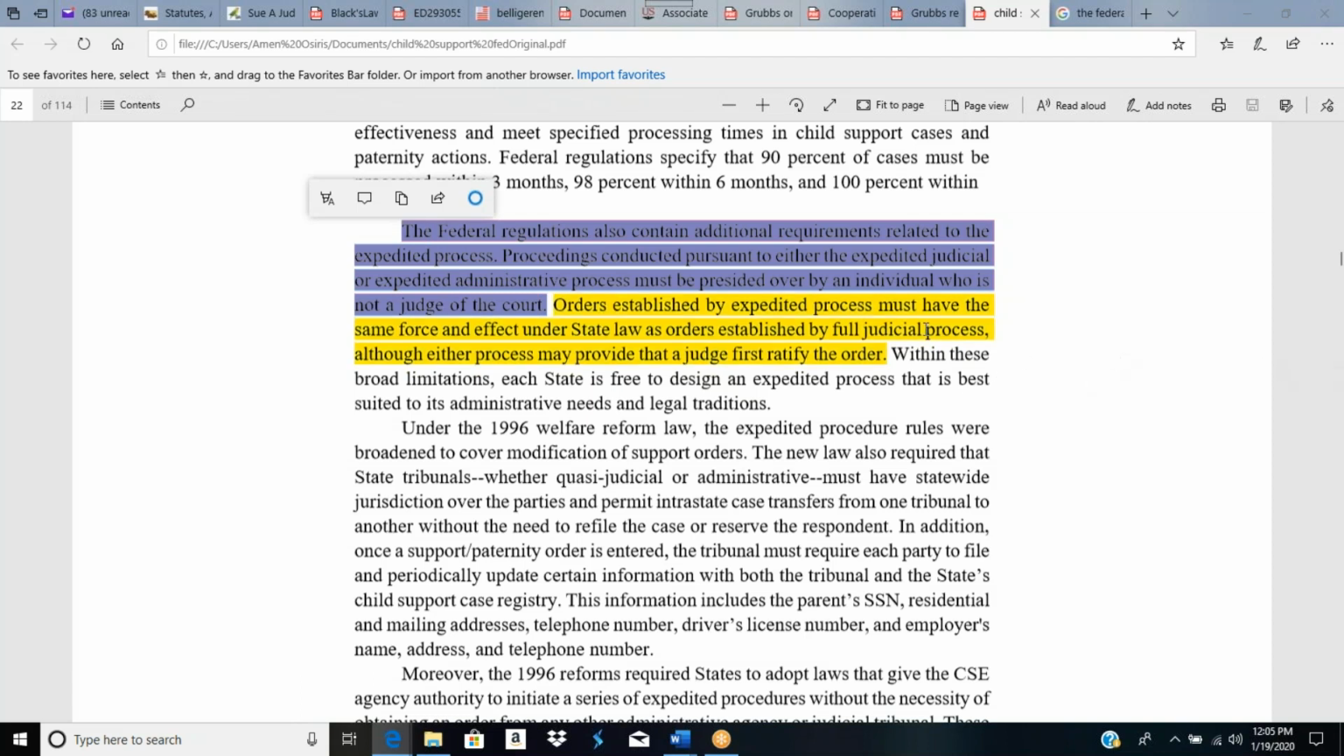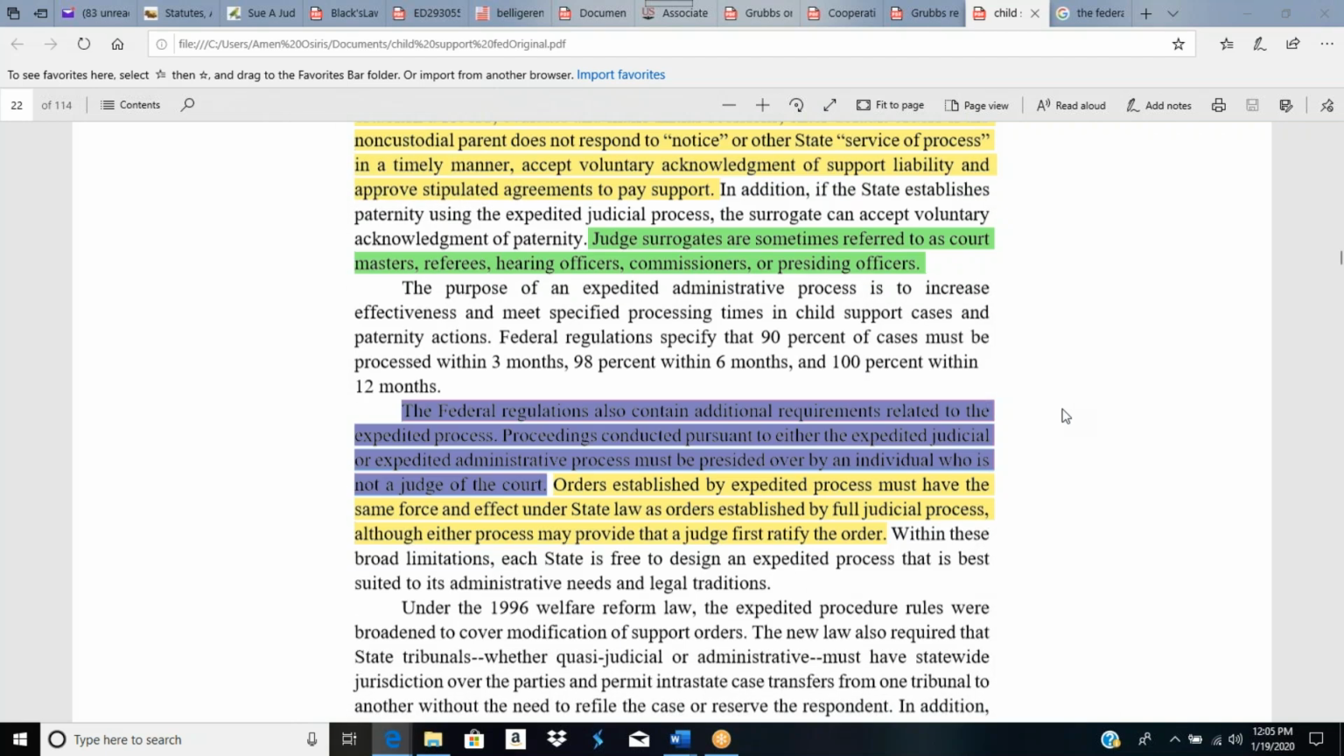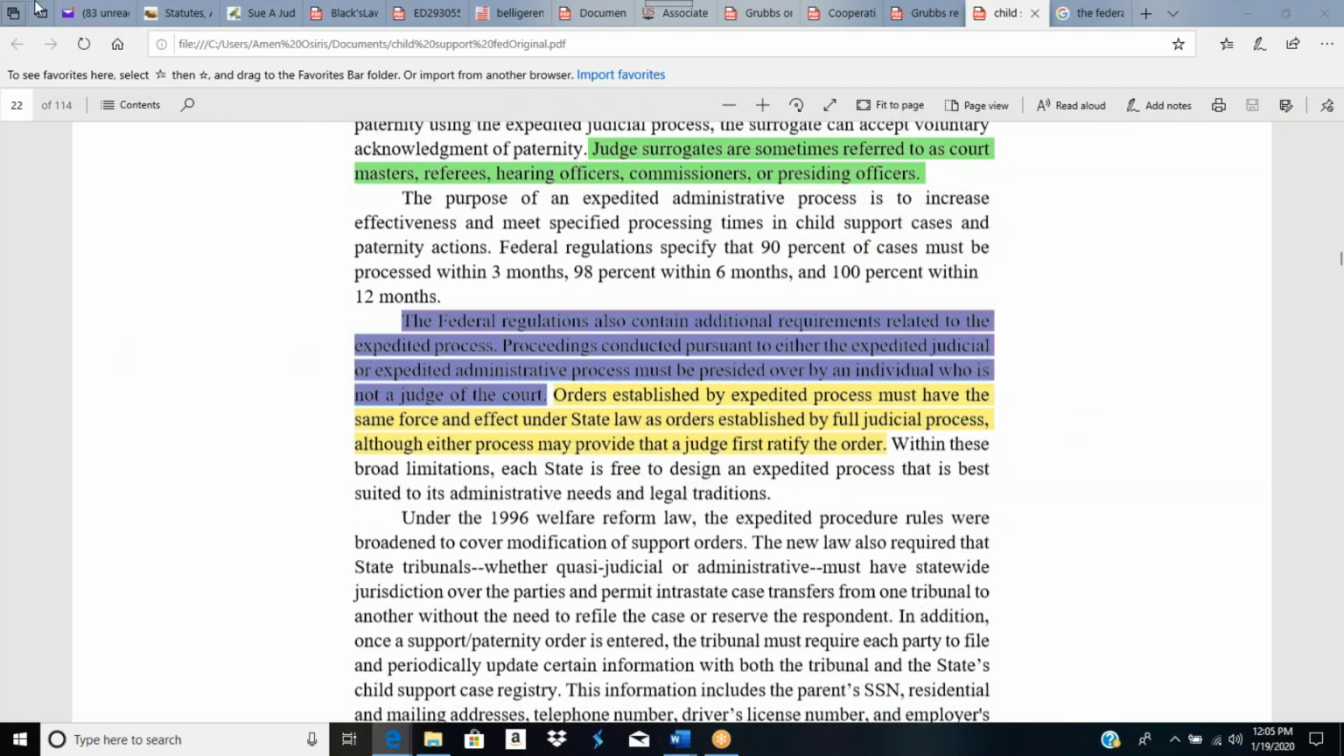Now, another catch is, here it is, orders established by expedited process must have the same force and effect under state law as orders established by a full judicial process. How can that be if the process must be presided by an individual who is not a judge of the court? That is impossible. But here's where the bribe comes in. Although either process requires that a judge first ratify the order. Okay? So this is part of the case processing. Let's go back to page 66.